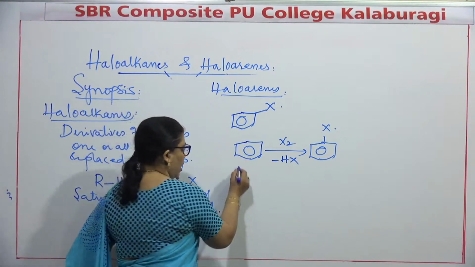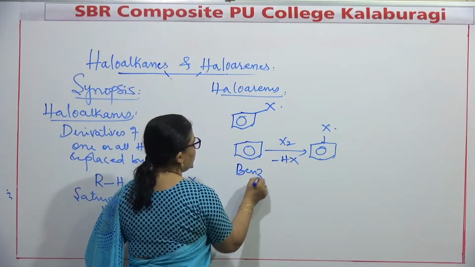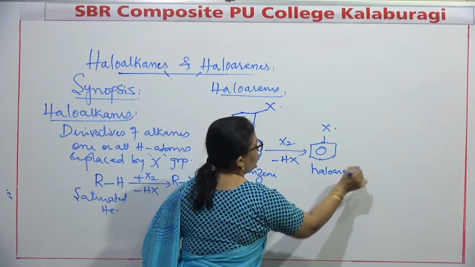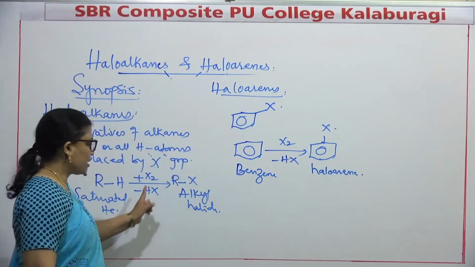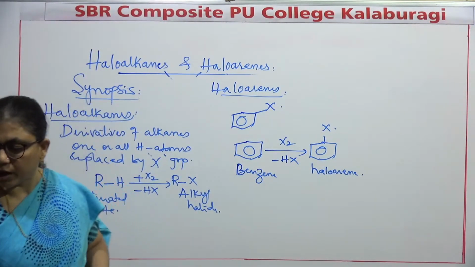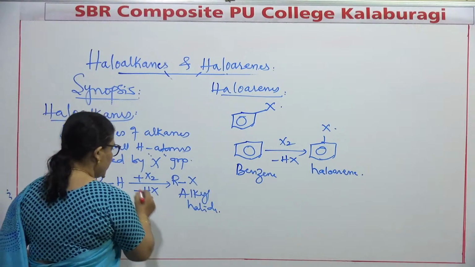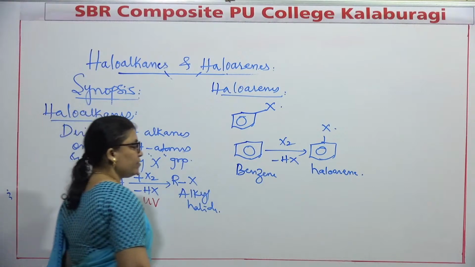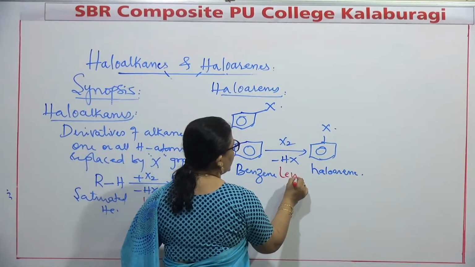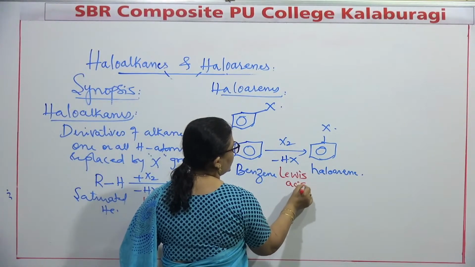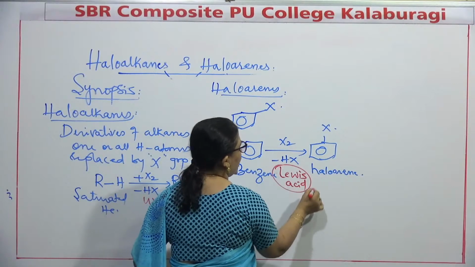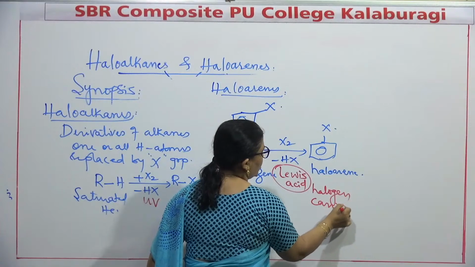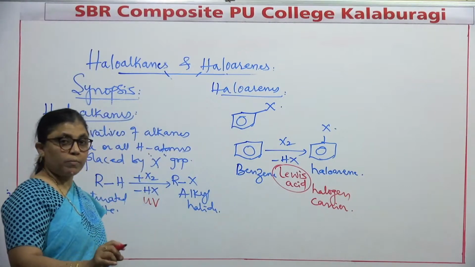Here, benzene is converted to haloarene. Benzene is converted into what, children? Haloarene. But the conditions are different. What are those conditions? Tell me. This is possible in presence of UV light. But this is possible in presence of Lewis acid. Because Lewis acid acts as what, children? Halogen carrier. Lewis acids act as halogen carrier. So remember one thing.